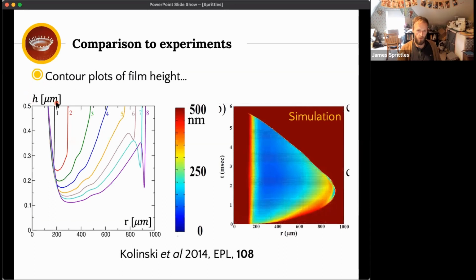So this shows the film heights as a function of radius. Notice that it's 0.5 micron by 1,000. So although it might look sharp here, it's actually very much smooth.